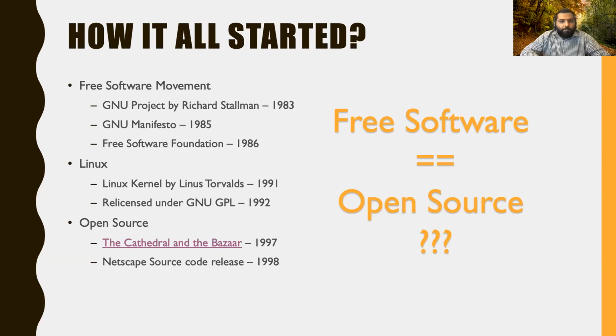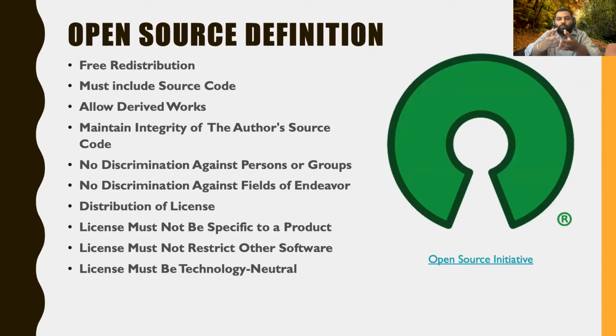Okay. So once the open source term was coined, there was a need for defining what that term means. That's when the Open Source Initiative came into the picture, and they defined what open source software means. These are the 10 different attributes of open source software. I'm going to go briefly into that. Basically, what it means is that you are free to use it, redistribute it, give it to anyone, or not distribute it. It's up to you what you want to do.